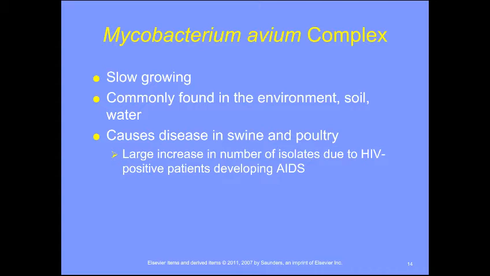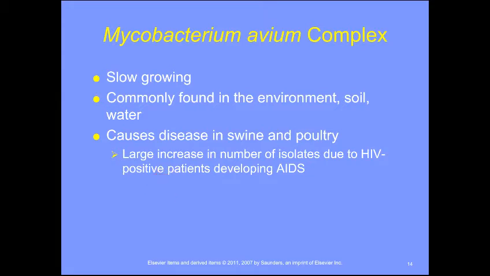Now, the MAC, the Mycobacterium avium complex. The Mycobacterium avium complex is actually slow-growing also, same as with your M. tuberculosis. This one is commonly found in the environment. So, ubiquitous in nature siya. Soil and water. This causes disease in swine and poultry. Large increase in number of isolates due to HIV positive patients in developing countries. Okay.